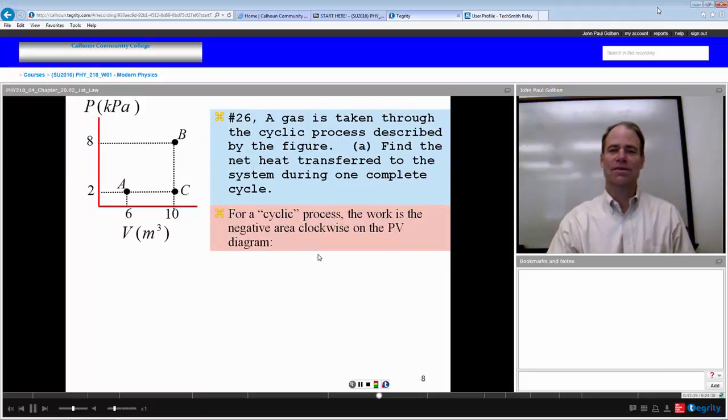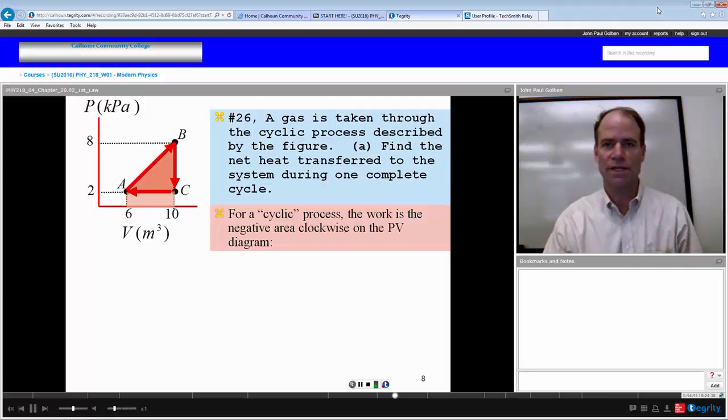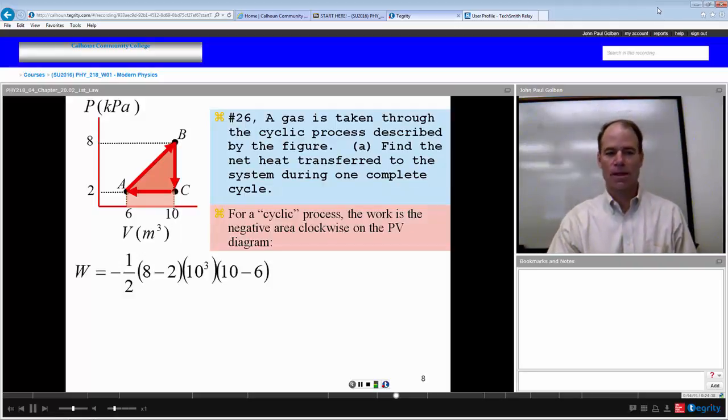Let's try this out. A gas is taken through the cyclic process described by the figure. We're going to go from A to B, which is 2 kilopascals to 8 kilopascals and 6 cubic meters to 10 cubic meters. Then we're going to go from B to C, 8 to 2 at constant volume, change of pressure. And then at constant pressure, we're going to go from 10 cubic meters down to 6 cubic meters. So we want to find the net heat transferred to the system during one complete cycle in this sense. Let's find the work done first.